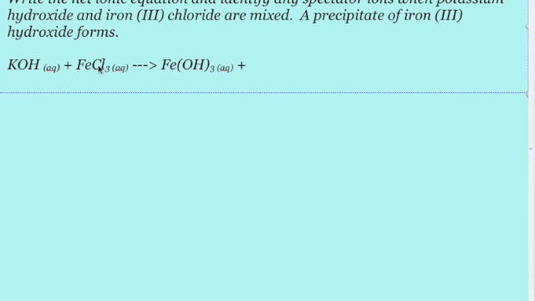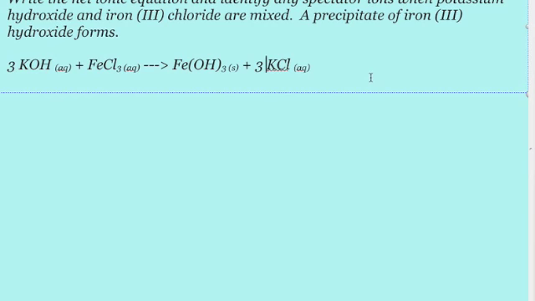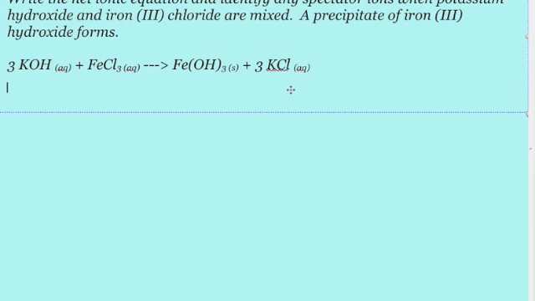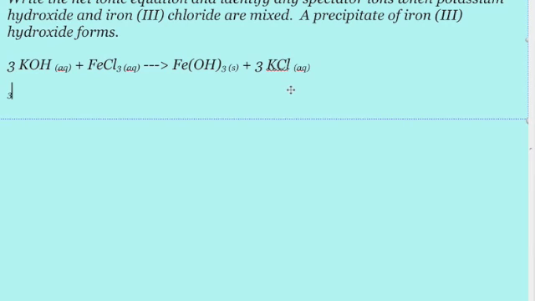And we have to figure out our other product, which would be KCl. Oh wait, the iron hydroxide should be a solid. That's my fault. So what we have here is that we just have to balance it. We would need 3 KOHs and 3 KCls. So that's the reaction. The next thing you do is your complete ionic equation. So we have 3, oops, I don't want to be in subscript form, so 3 K plus 1s.